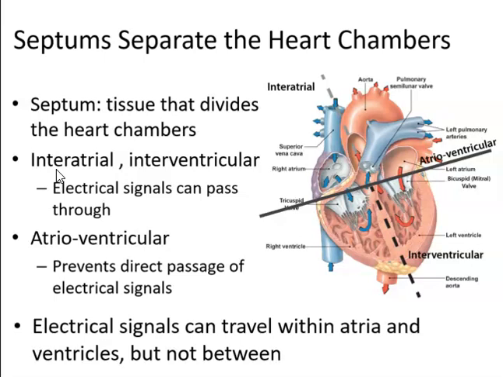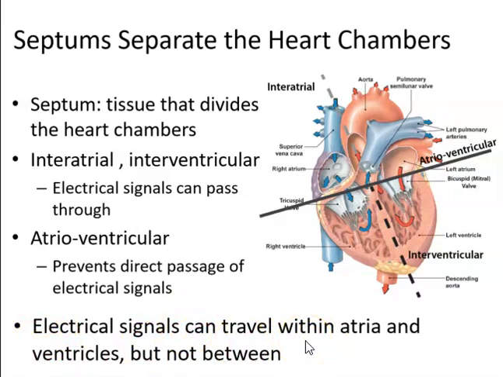The next wall that we want to concern ourselves with is the interventricular septum. This is the wall between the 2 ventricles. Now, what's important is that electrical signals cannot pass through these 2 walls, the interatrial septum as well as the interventricular septum. So electrical signals can travel within the atria and within the ventricles, but not between.